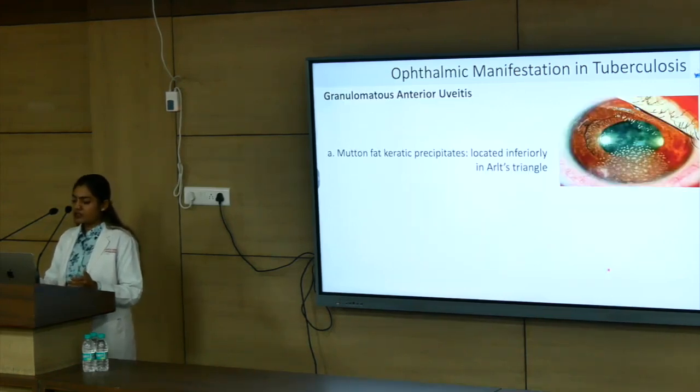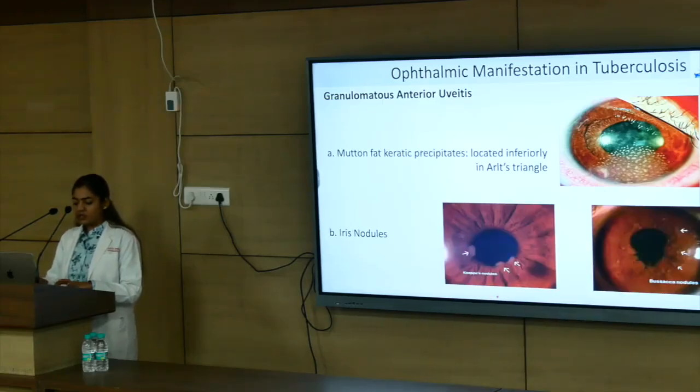Tuberculosis may also present with granulomatous anterior uveitis, in which we see mutton fat keratic precipitates seen mostly inferiorly in the Arlt's triangle. There might also be iris nodules. They may present on the pupillary margin, known as Koeppe nodules, or in the iris stroma, known as Busacca's nodules.